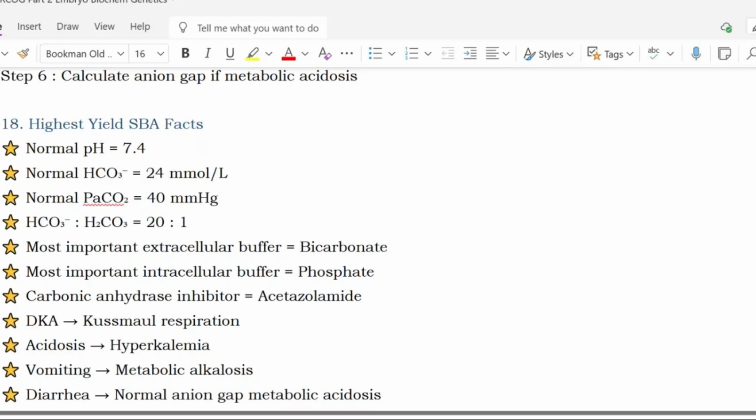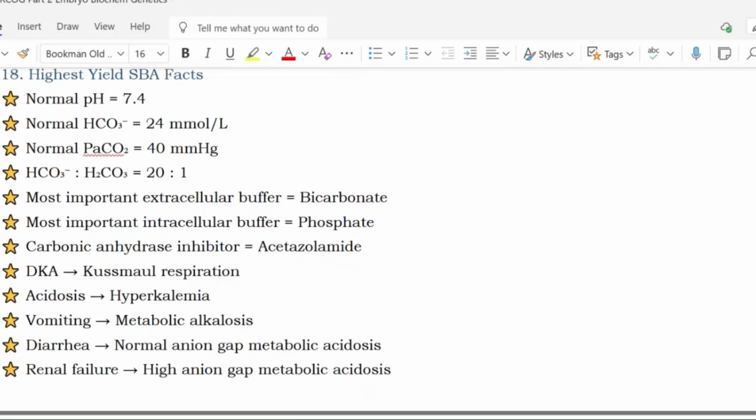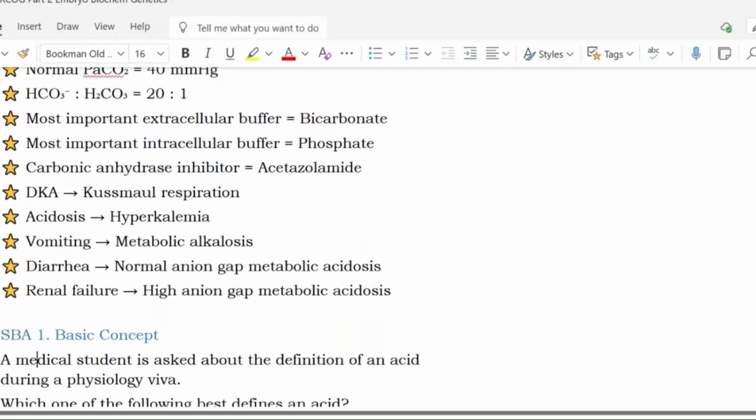Important: the bicarbonate to carbonic acid ratio is 20:1. The most important extracellular buffer is bicarbonate. The most important intracellular buffer is phosphate. Carbonic anhydrase inhibitor is acetazolamide. Diabetic ketoacidosis is associated with Kussmaul respiration. Acidosis leads to hyperkalemia. Vomiting will lead to metabolic alkalosis. Diarrhea is a normal anion gap metabolic acidosis. Renal failure, high anion gap metabolic acidosis will be there.